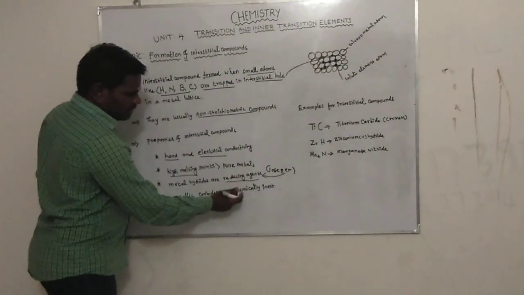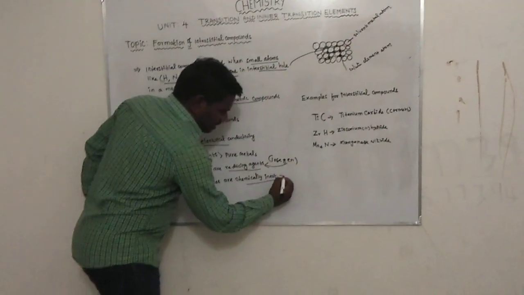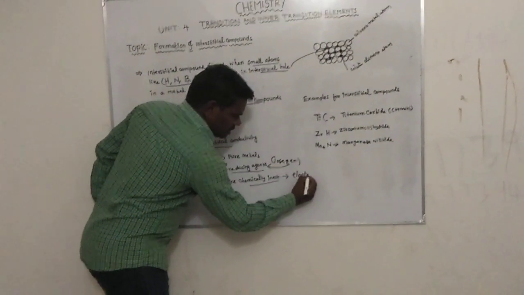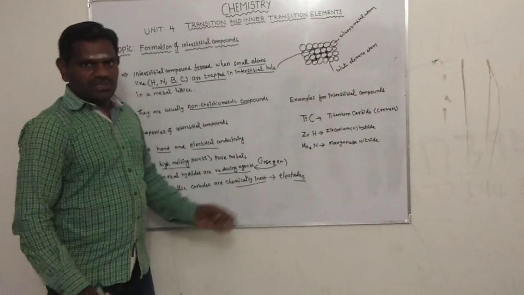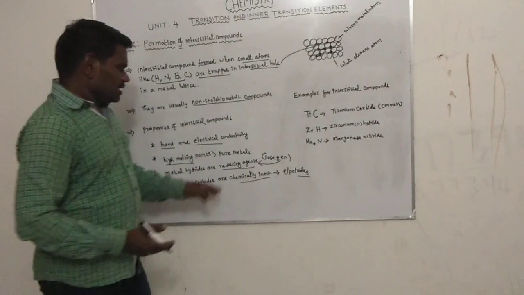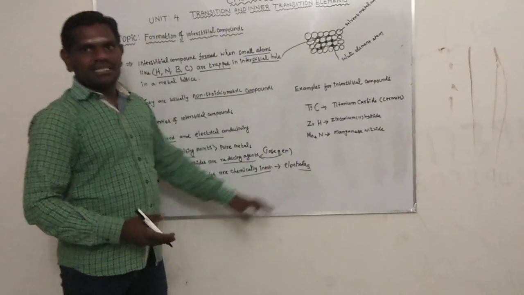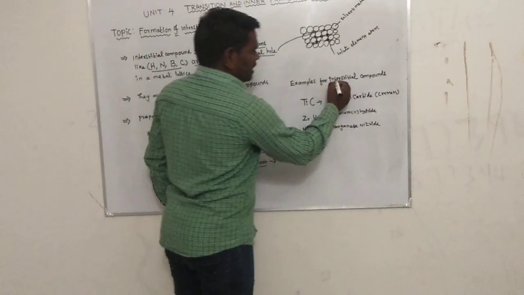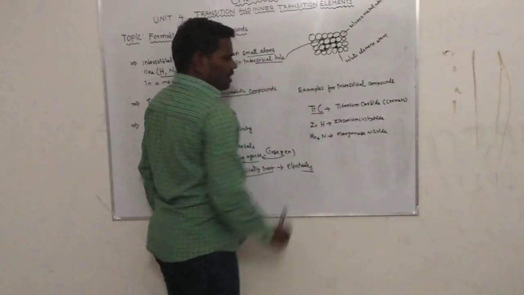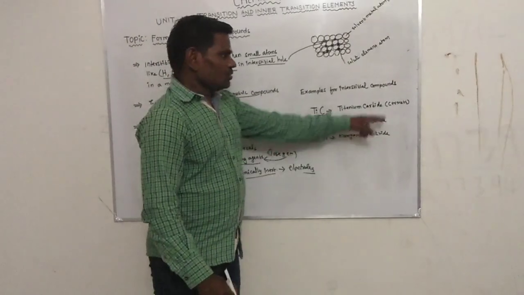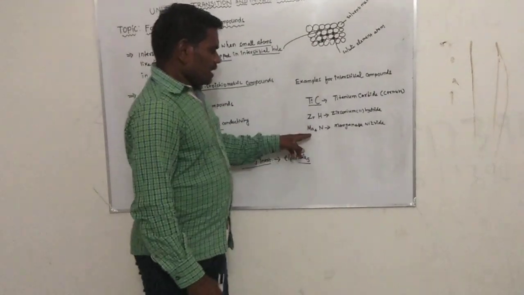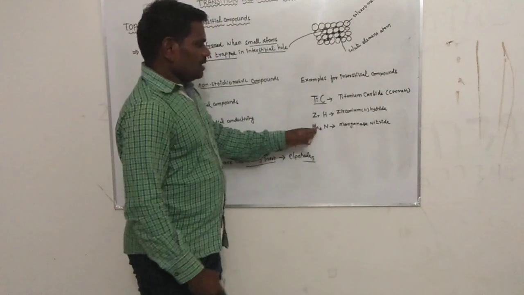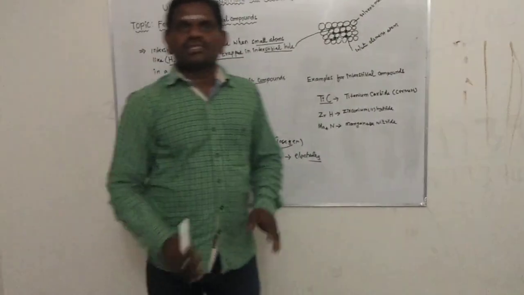The metallic carbides are chemically inert and are used in electrodes. Chemically inert means they do not react with other substances, which is why they are used for electrodes. Examples of interstitial compounds: titanium carbide, zirconium hydrides, and manganese nitride.